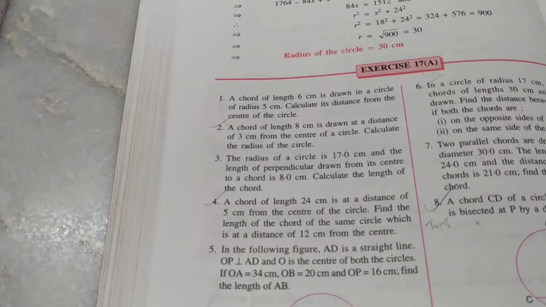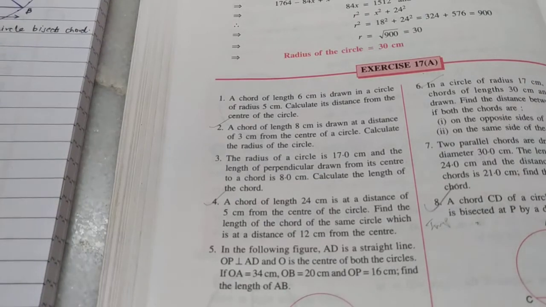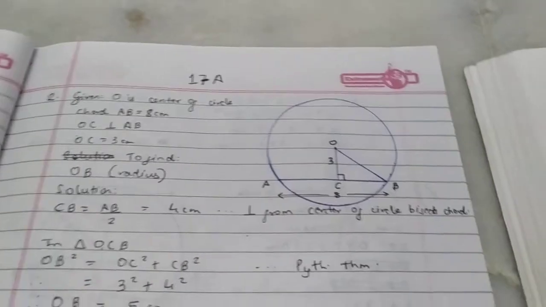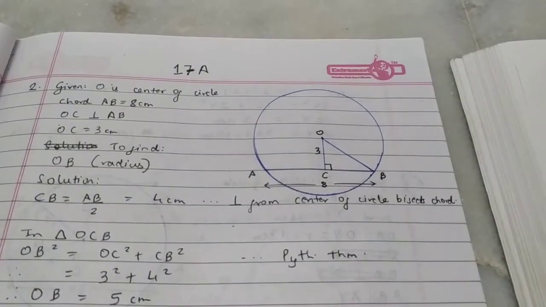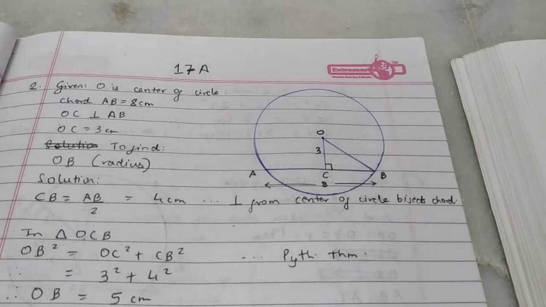Now we'll have to draw the diagrams in each and every sum since it's geometry. To draw a diagram, I suggest to use a bangle, which is more convenient than using a compass. So if you don't have a bangle, then buy one from the bangle sellers.